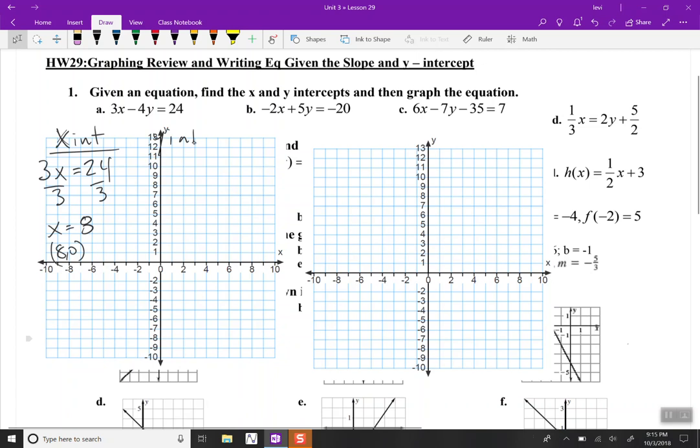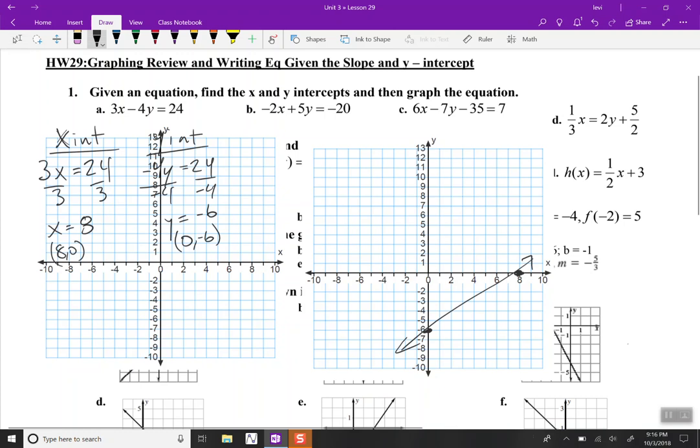And our y-intercept is negative 4y equals 24, and that's the same reason, right? We're substituting in a 0 for x, so that makes 3 times 0, which gets rid of that whole term. So we're going to divide by negative 4, so y-intercept is negative 6, so that's the point (0, negative 6). So we'll graph that over here. We've got (8, 0) right there, and (0, negative 6) right here, and we draw our line, and that's what our graph should look like.